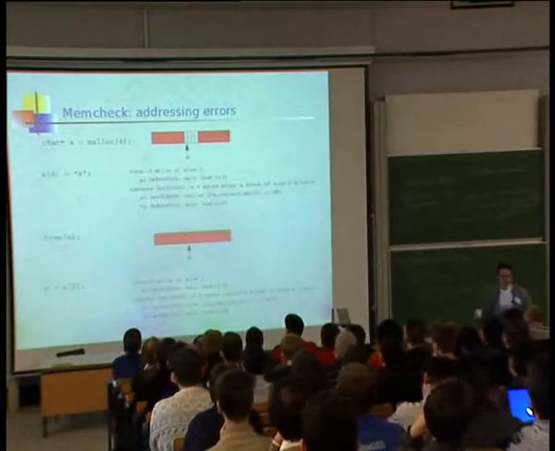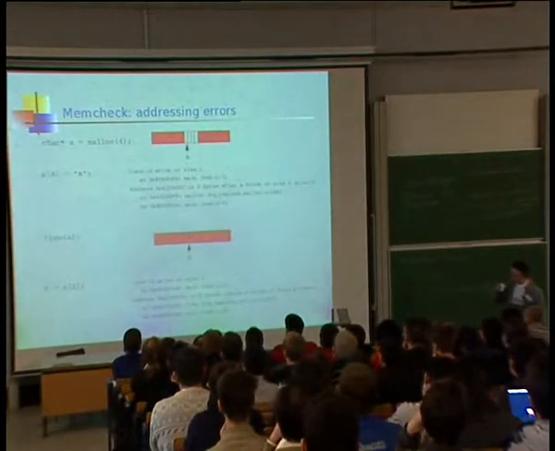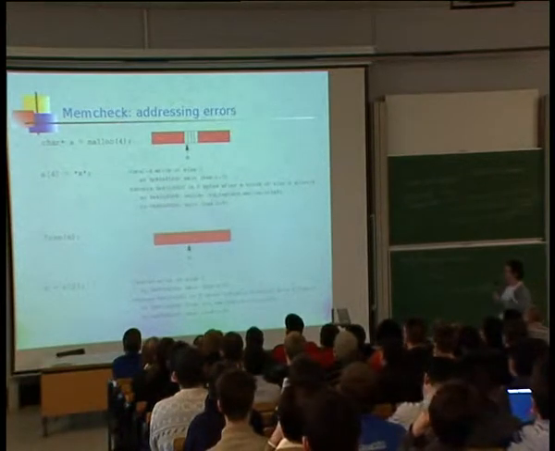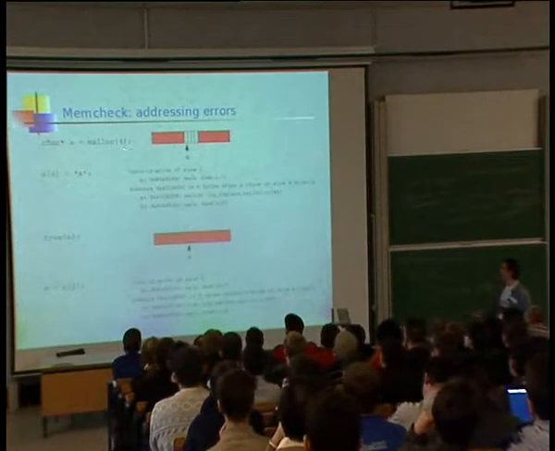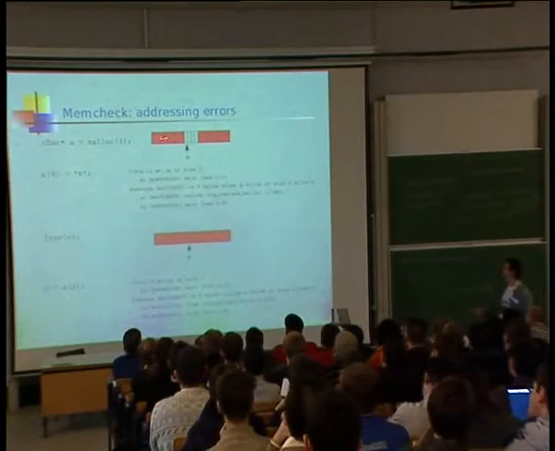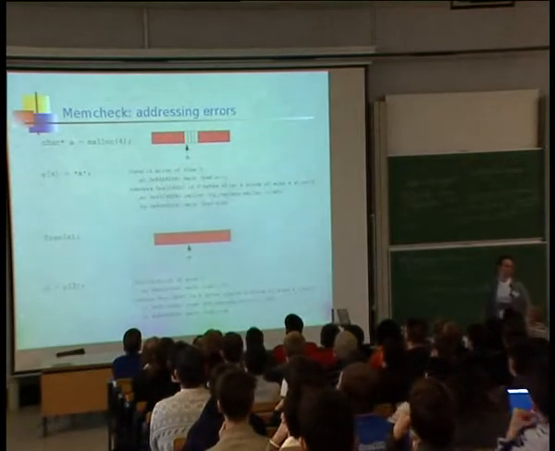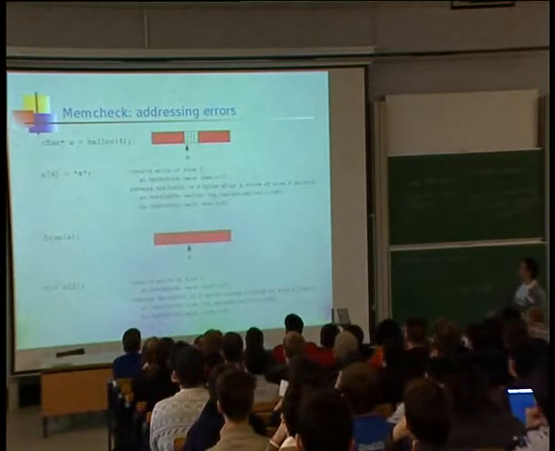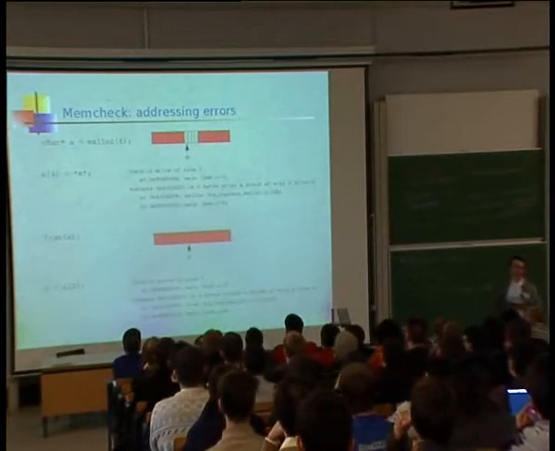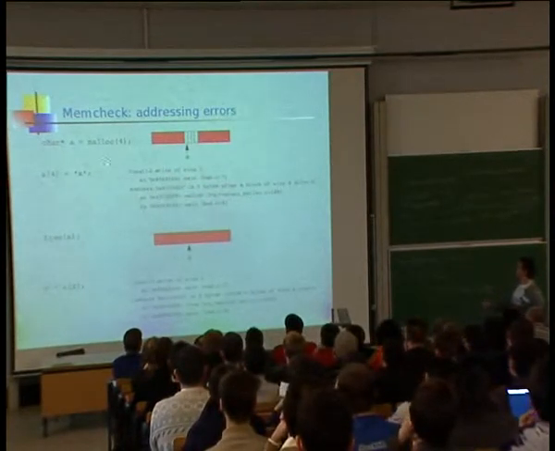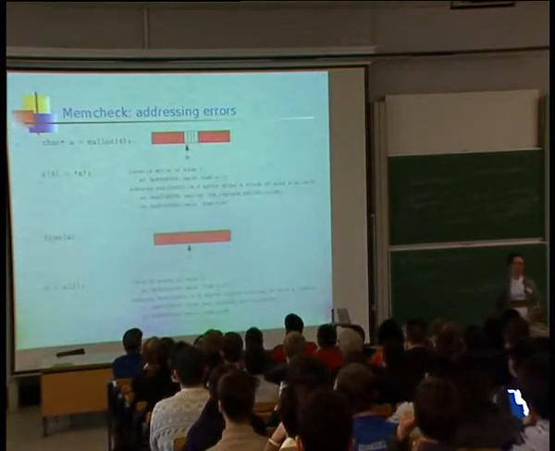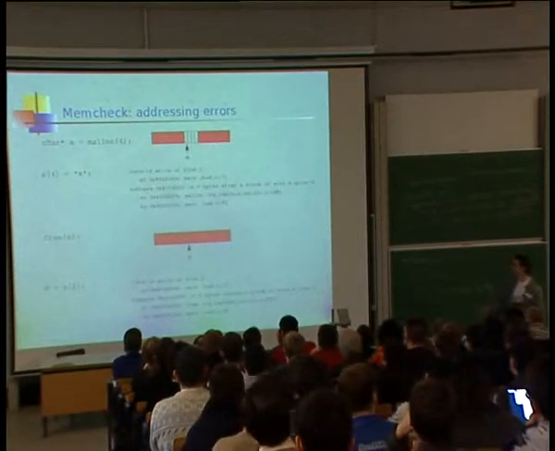So, perhaps the first and simplest thing it finds is addressing errors, and this is pretty simple stuff. If you allocate, say, a 4-byte block, then you get your 4 bytes, and then you get some red zones on either side of it. If you read or write in the red zone, the tool complains like that, and it tries to explain that you did an invalid write, and it tries to explain what the invalid address is in terms of stuff that you can understand.